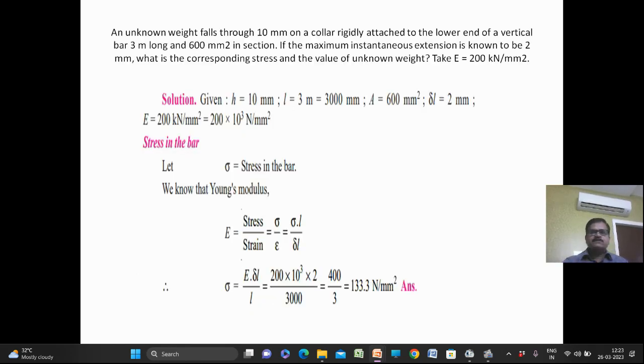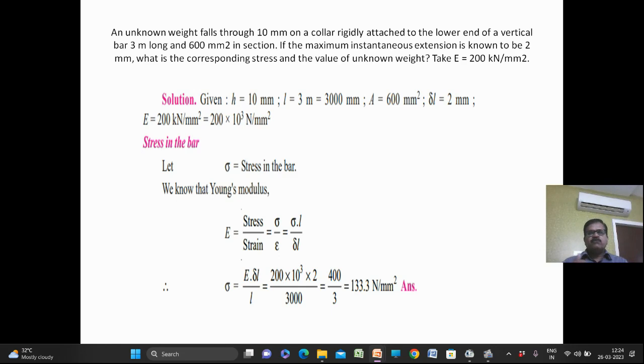Let us take a simple problem. An unknown weight falls through a height of 10 mm, so it's very small, onto a collar rigidly attached to the lower end of a vertical bar 3 meters long, 600 mm square in cross section. If the maximum instantaneous extension is 2 mm, what is the corresponding stress and the value of the unknown weight?